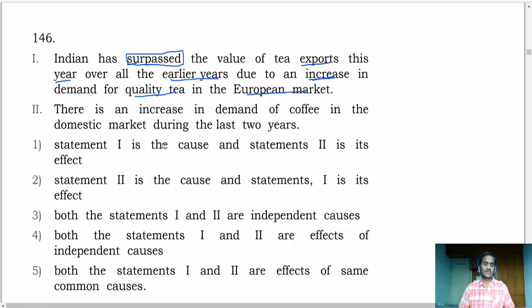Then what is your answer here? Now in this one, now this is the result and this is an effect. What is the effect here?